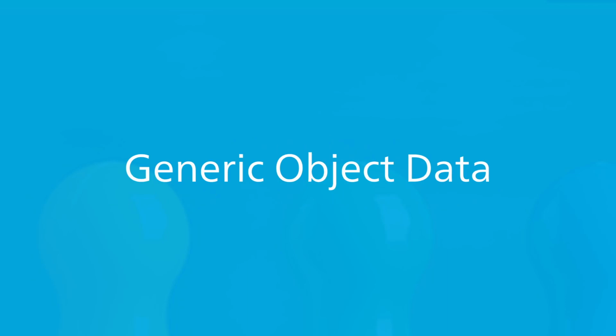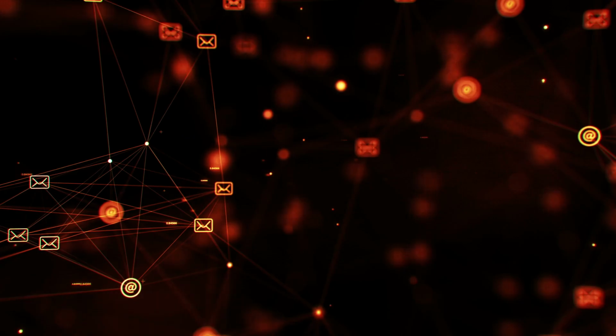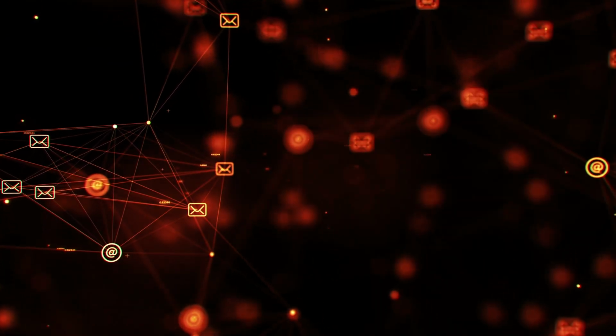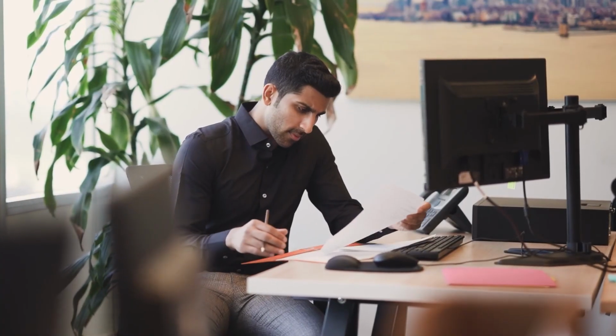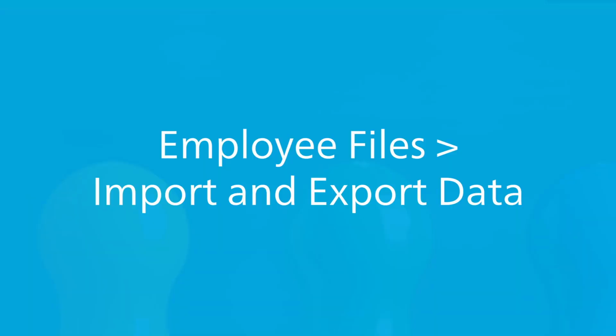There are options to export generic object data from the system. This includes object definitions, object data, MDF pick lists, business rules, and configuration UIs. Data is exported as a CSV file, although when dependencies are also exported, the CSV file and dependent object CSV files are combined in a zip file. Generic object exports are performed in Admin Center via this menu path.